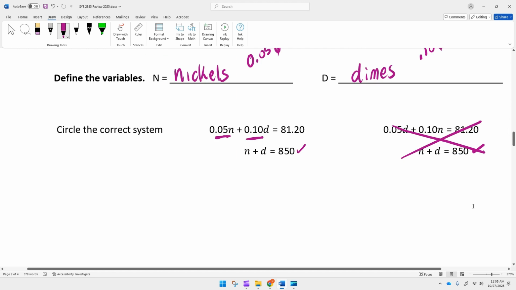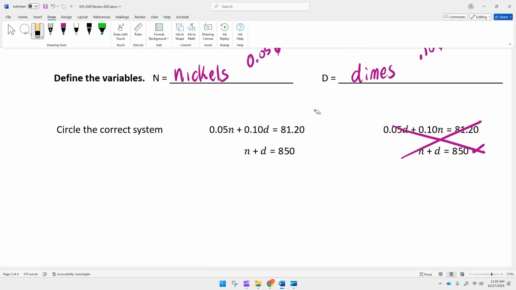Now, we're going to go ahead and solve and find the number of dimes and nickels that we have. So, do we want to use substitution or do we want to use elimination? Either one works. Pick one. Substitution or elimination? You want to do substitution?